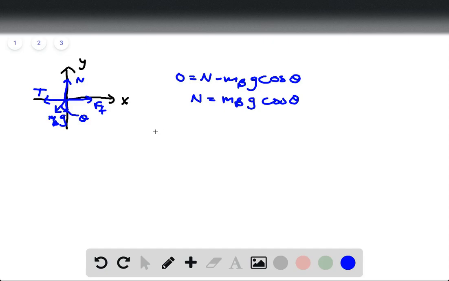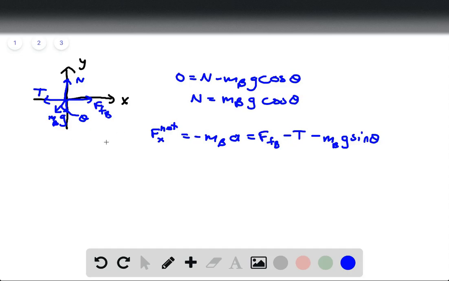And in the x direction, again, we have an acceleration in the negative direction, as I've defined it here. And we have in the positive direction, the friction force. And in the negative direction, the tension, as well as a component from the gravitational force. We need this x component coming from the sine of theta, the opposite side of that angle.